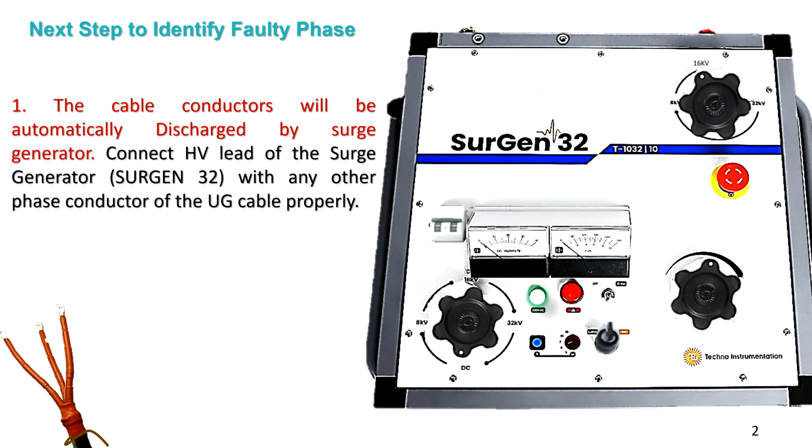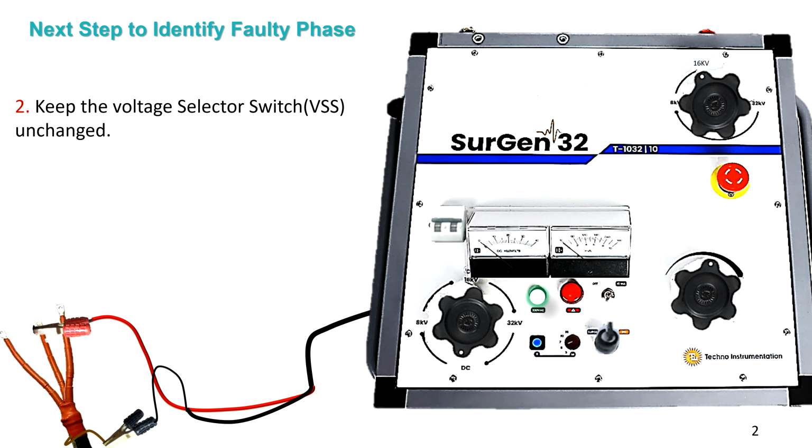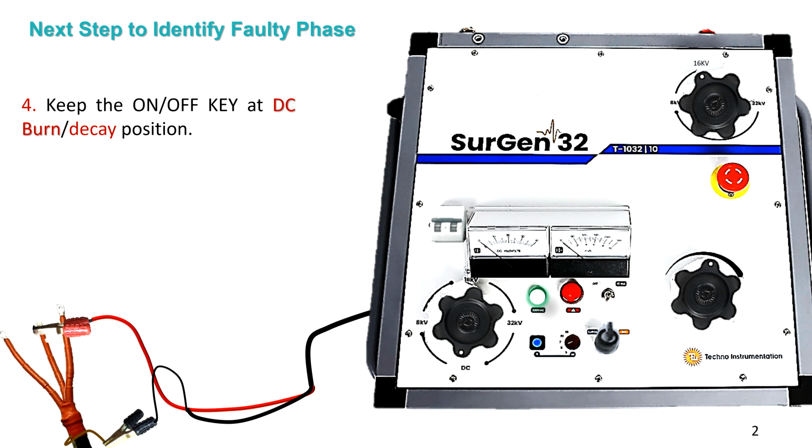Connect the HV leads of the surge generator to any one other phase conductor of the underground cable properly. Keep the voltage selector switch VSS unchanged. Keep the capacitor selector switch CSS unchanged also. Keep the off-on key at DC burn or decay position.